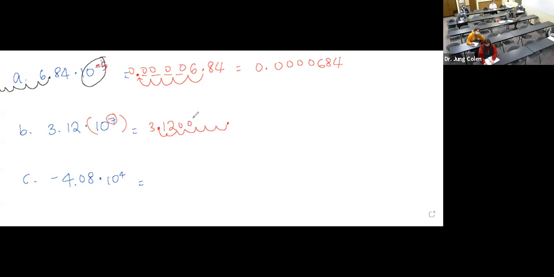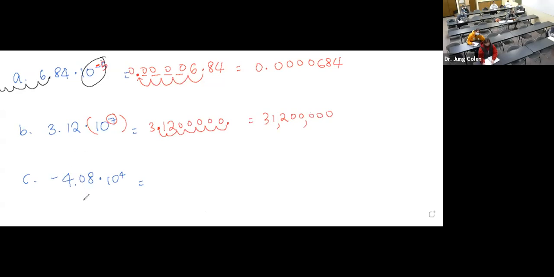You need to fill up all of these empty spots with zeros. So your number is 312 and 5 zeros. 1, 2, 3, 4, 5 zeros. I'm going to put the commas. There it is. There is our number: 31,200,000. Okay. Very good. How about this one?